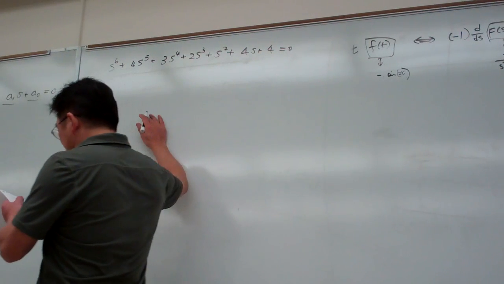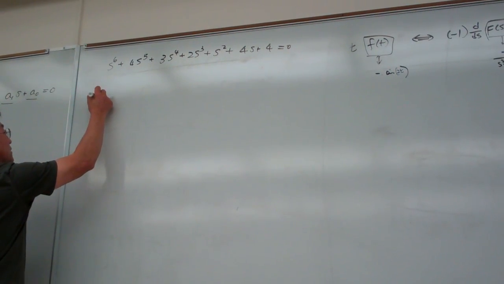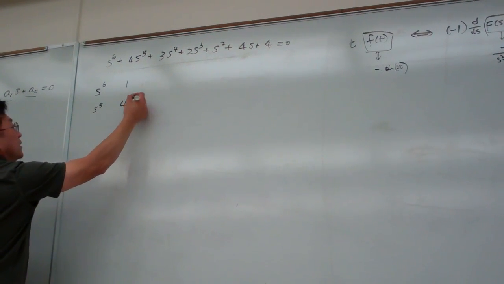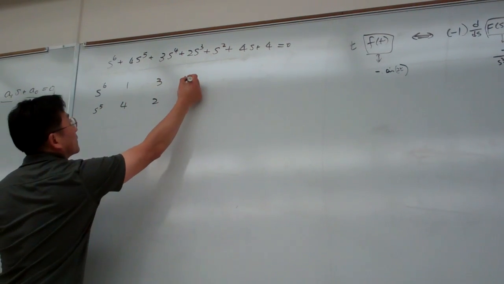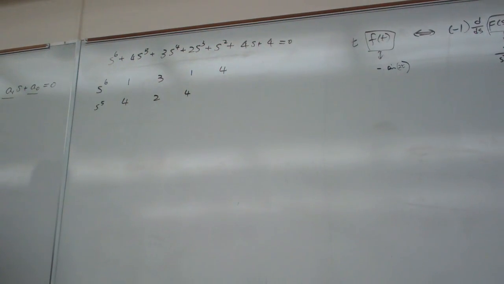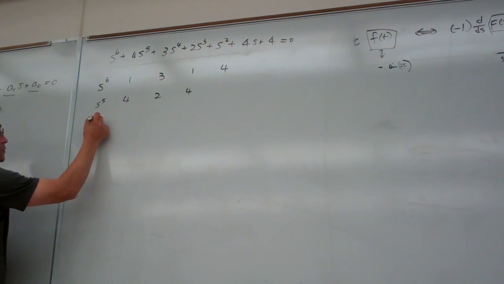So for this example, we arrange the s^6 and s^5 rows as 1, 4, 3, 2, and 1, 4, 4. And then we begin to build up these tables here.